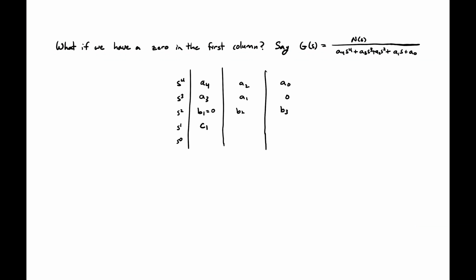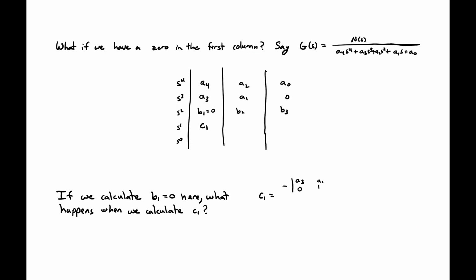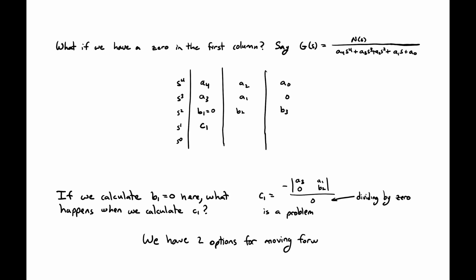So let's see, why is that a problem for us? If we calculate b1 equal to 0 here, what happens to c1's calculation? Well, c1 is the negative of that matrix that we have above, and it's got to be divided by b1 here, which is 0. We're dividing by a 0. That's a problem, right? So we have two options to deal with this, in this case, moving forward.